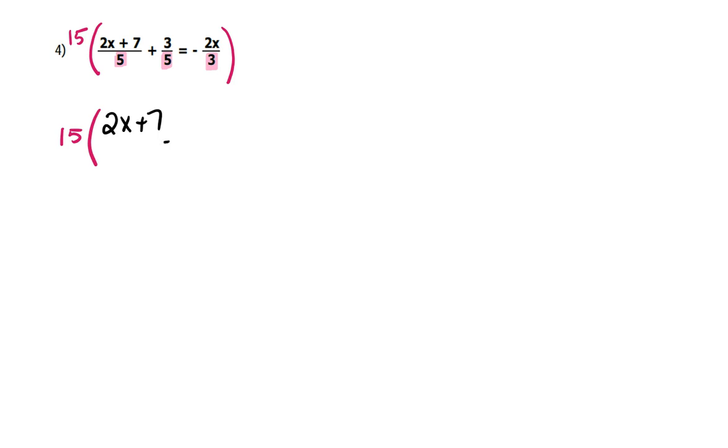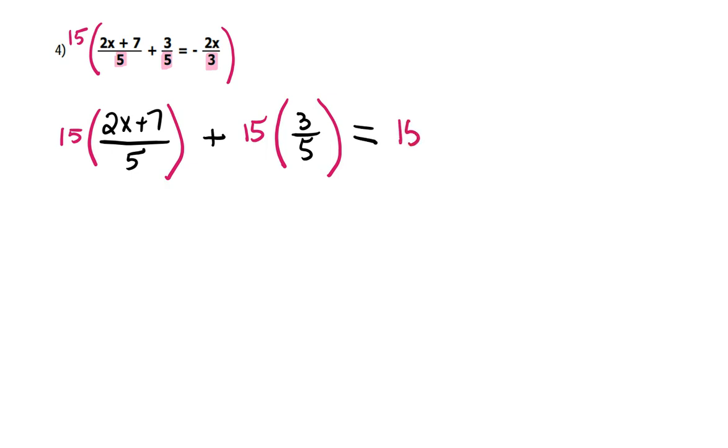Now this first term is ugly. It's a 2x plus 7 over a 5. And then I'll need a 15 times, whoops, gotta watch my colors, times the 3/5, and then a 15 times the negative 2x over 3.